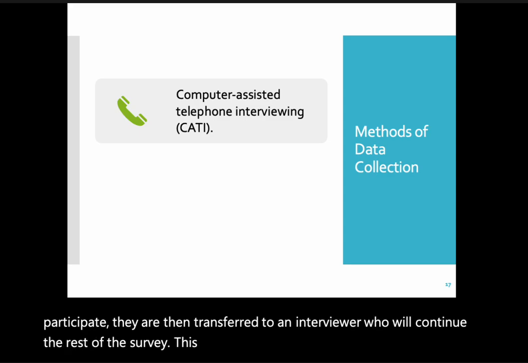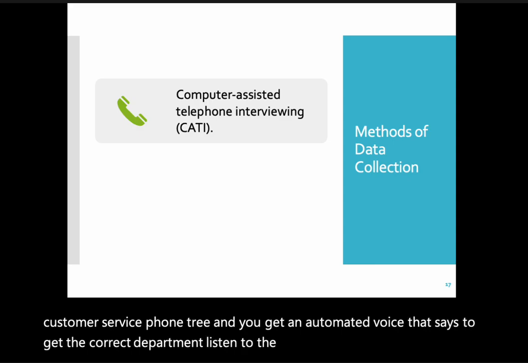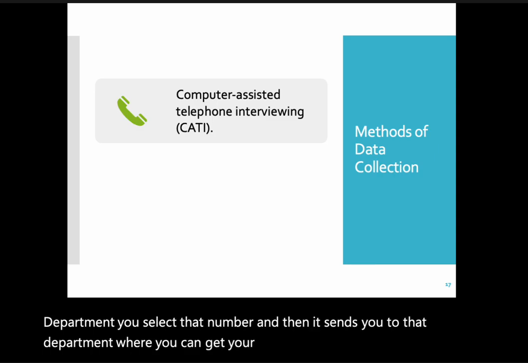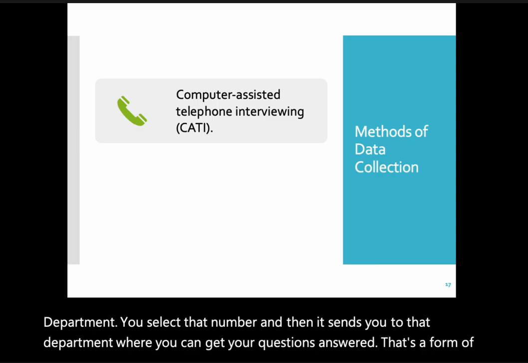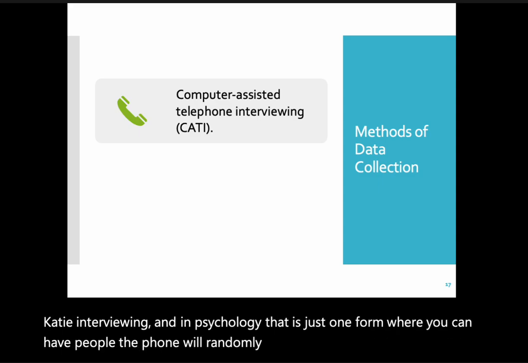This is similar to what happens if you call a customer service phone tree and you get an automated voice that says, to get the correct department, listen to the following options. You select a number, and it sends you to that department where you can get your questions answered. That's a form of CATI interviewing. In psychology, that is just one form where the phone will randomly dial people and then send them out to the phone tree from there.